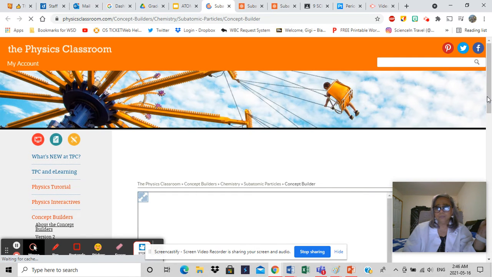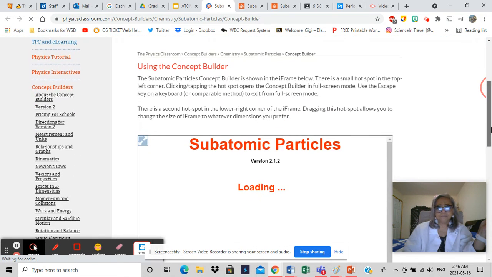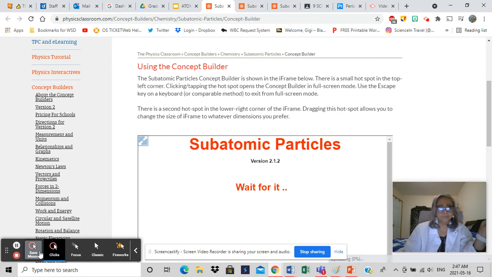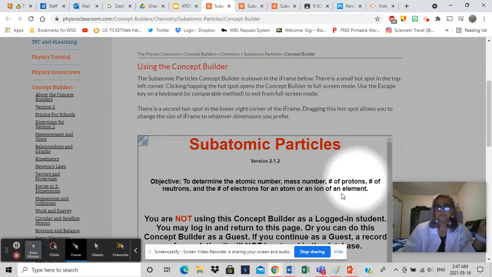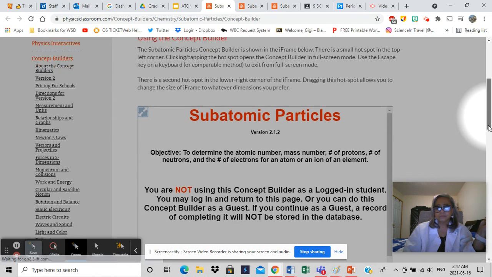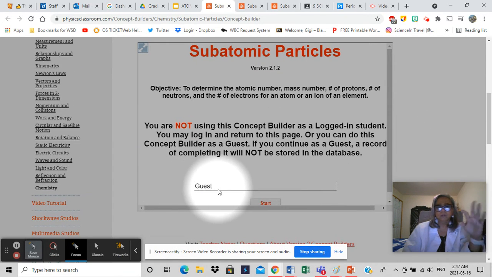So if I click the builder, you would be presented with something like this, okay? Don't bother filling out your name here. Just click on start, okay? So what's the whole point of this? So that you're able to determine or find the atomic number, the mass number, the number of protons, the number of neutrons, and the number of electrons for an atom or an ion of an element. So click start.